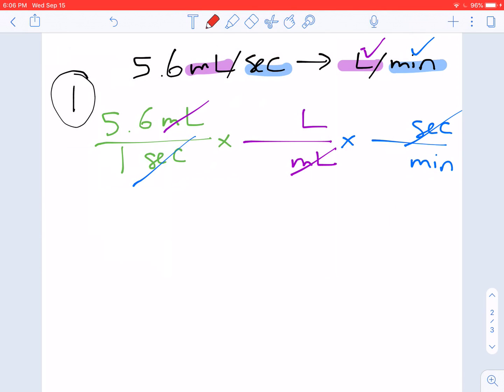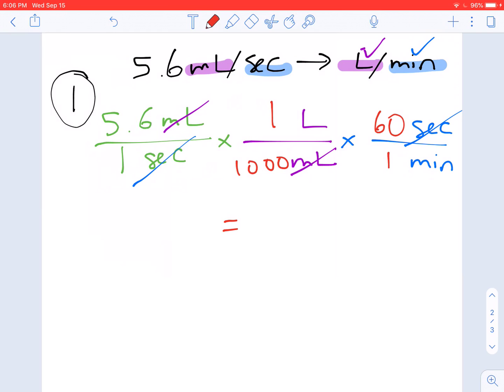So when I find liters and milliliters on my reference sheet, I can see that liters are above milliliters, which means the bigger unit gets the 1. And there are 1,000 milliliters in a liter. And then this one is easy. I know that minutes are bigger and that there are 60 seconds in a minute.